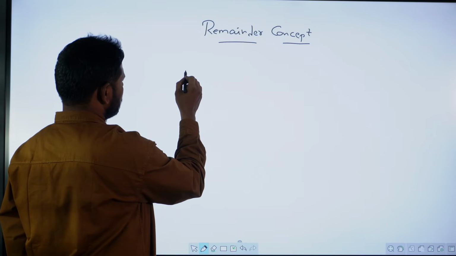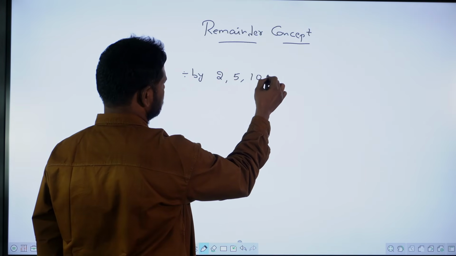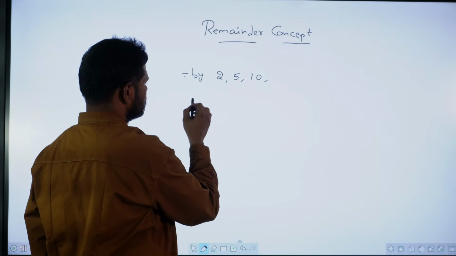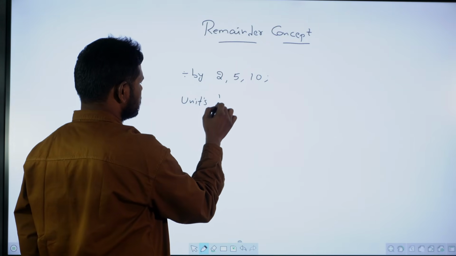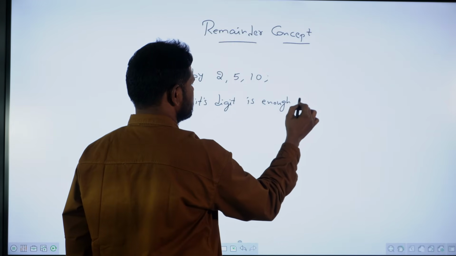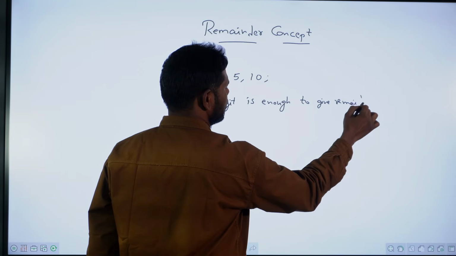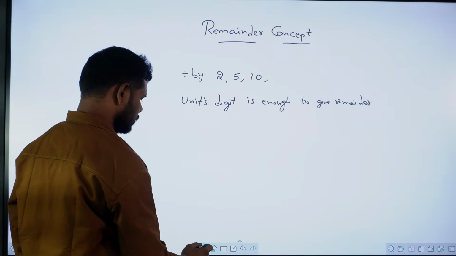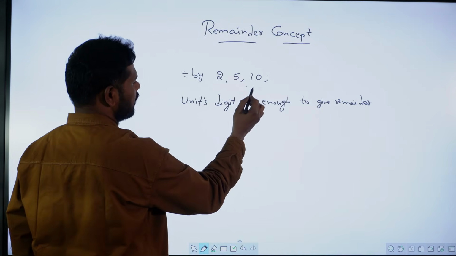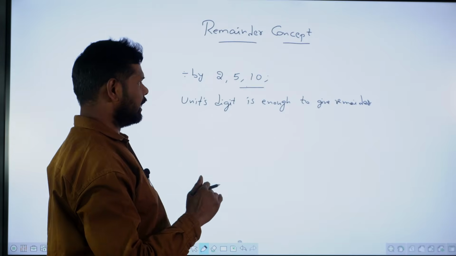So for division by 2 or 5 or 10, suppose any number is divided by 2 or 5 or 10, just the units digit is enough to find the remainder. That's it. So clear? Any number divided by 2, 5 or 10, then the units digit is enough. Suppose, simply here I solve some question.